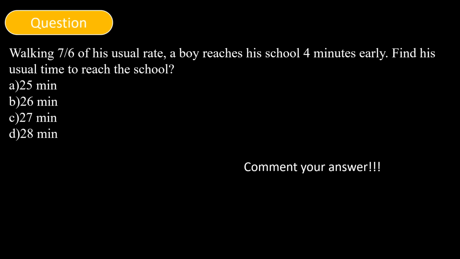Now this is a homework question for you. Walking 7 by 6 of his usual rate, a boy reaches his school 4 minutes early. Find his usual time to reach the school. Please comment the answer.